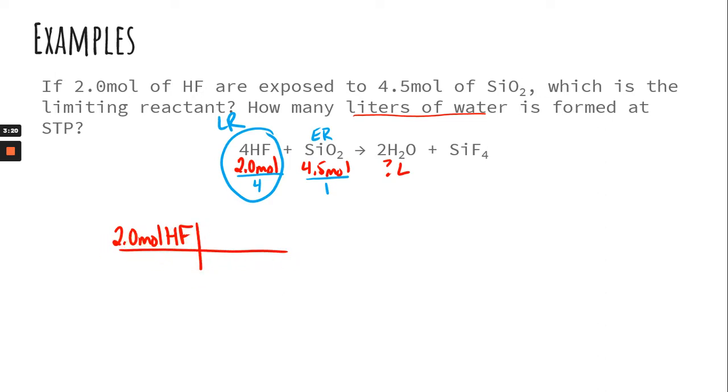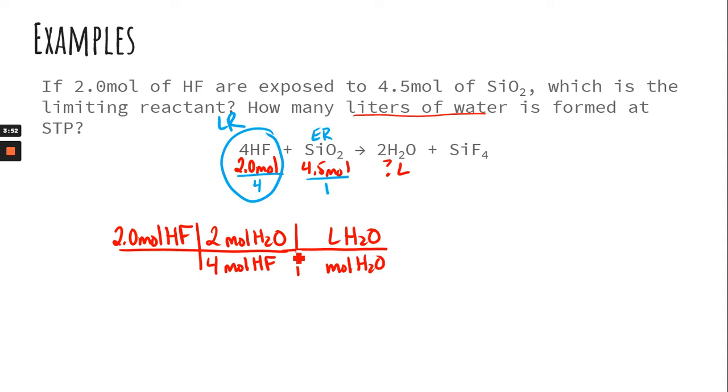Turn your given into moles, already done for us. Then use the mole ratio to go from your given to what you're looking for. Remember the mole ratio, you use your coefficients from the balanced reaction, so 4 HF and 2 H2O. Then we want to go to the units that the question is asking us for, which is liters. So we would bring down moles of water and put liters of water on the top.